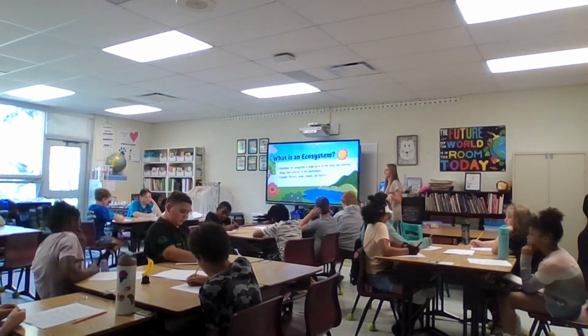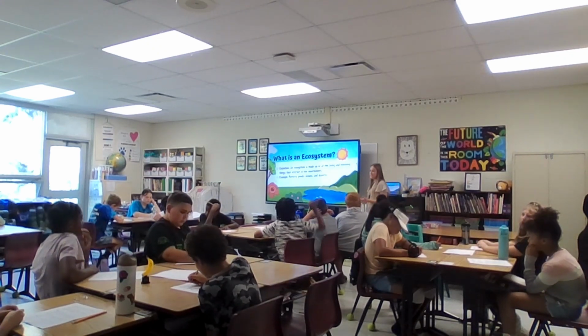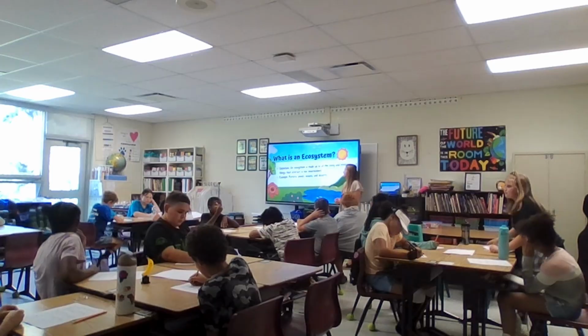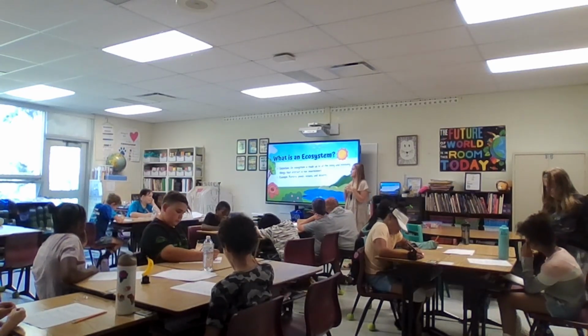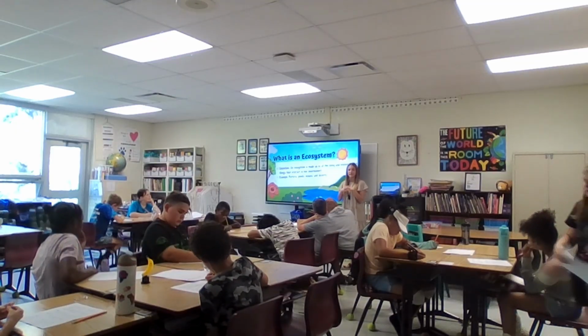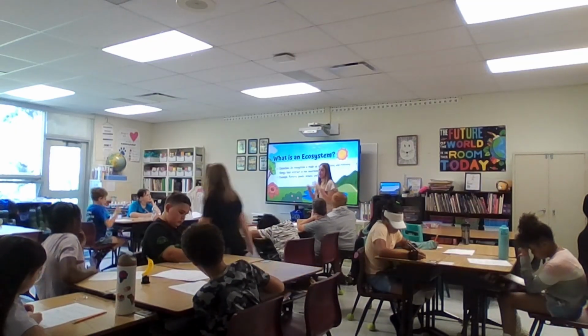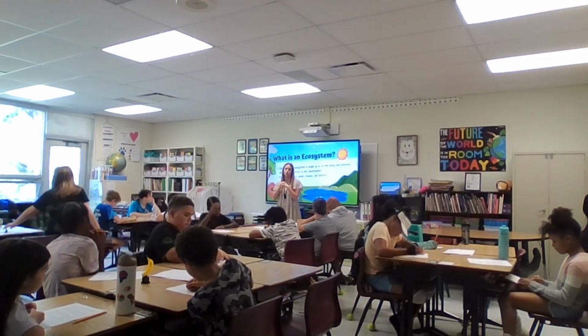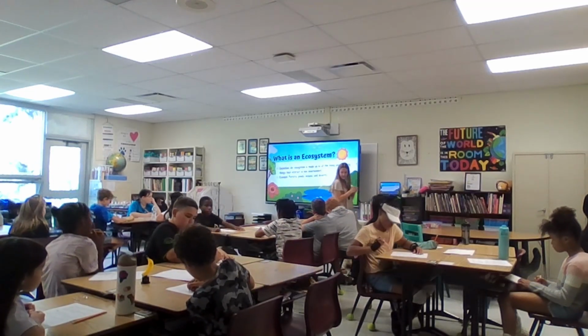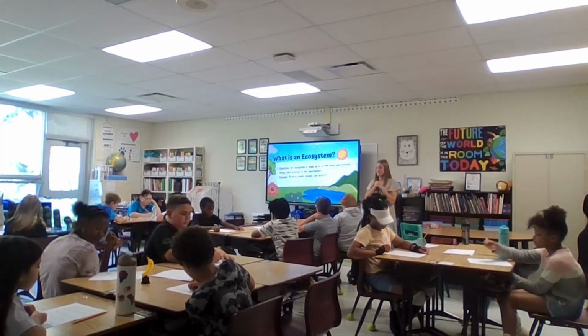So, what is an ecosystem? The definition of an ecosystem is made up of all of the living and non-living things that interact in one environment. The ecosystem is made up of the living and non-living things that interact in one environment. Okay, so go ahead and fill in the blanks on this slide.